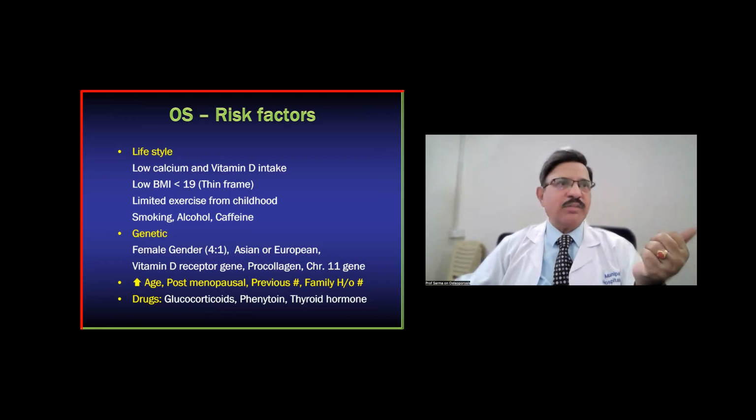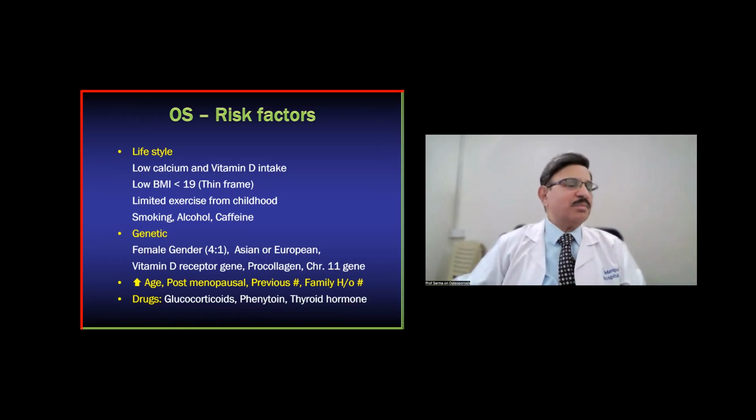What should I ask when the patient comes? What is the age of the patient? Did you attain menopause already? Did you have a fracture earlier? Did your mother or somebody in your family have a fracture? Maternal fracture: if the woman had a fracture at 70 or 80 years, her daughter who has come at 50 years has a higher risk of that.